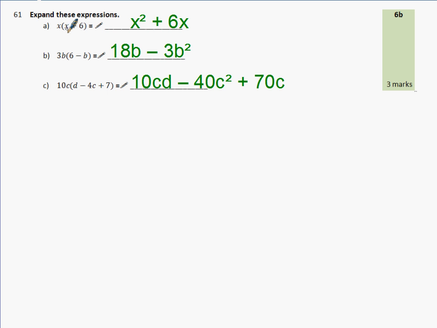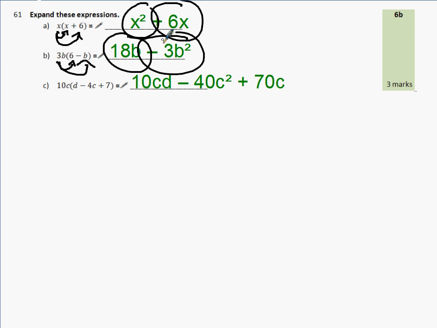Expand these expressions. x brackets x plus 6. So x times x gives you x squared. x times add 6 gives you add 6x. 3b times 6 gives you 18b. 3b times take away b gives you take away 3b squared.